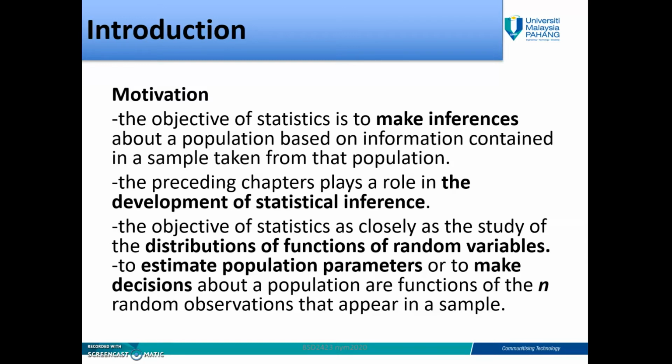So to estimate population parameters, or to make a decision about a population, we use a function of the n random observations that appear in a sample. This is quite related to the previous chapter, but there maybe you only had two, isn't it? Y1, Y2, Y1 plus Y2, Y2 squared plus Y1, for example, a function of random variables. But here we are talking about sampling. That means how many samples and random observations you get, and then with this sampling, how to make inference and how to find the probability distribution function.